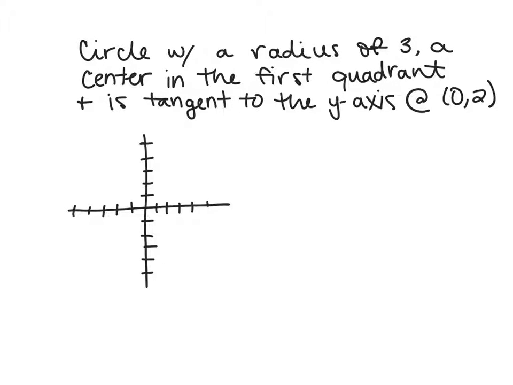These last couple problems are being able to graph and find an equation of a circle given specific information. So this one example is when you're given a radius of the circle. So we know the radius is 3. Add that in here. We know the center's in the first quadrant. So we know we're going to be up in quadrant 1. And then we know it's tangent to the y-axis at (0, 2).